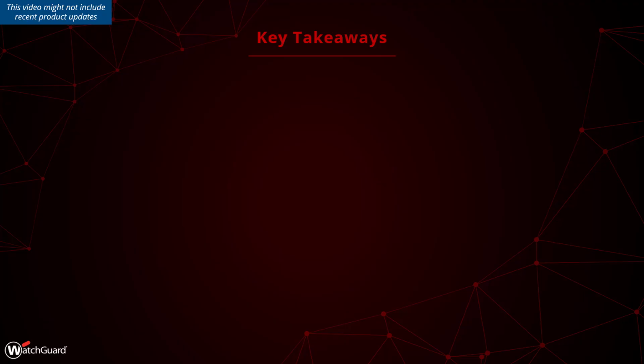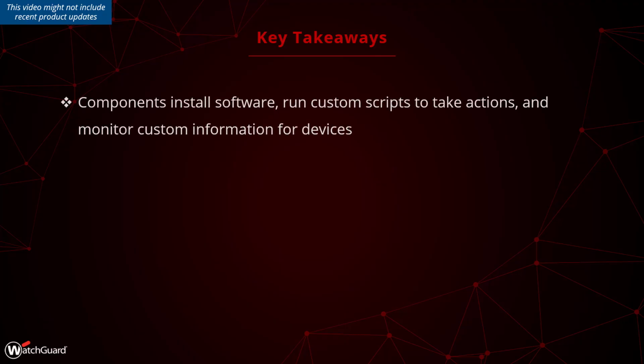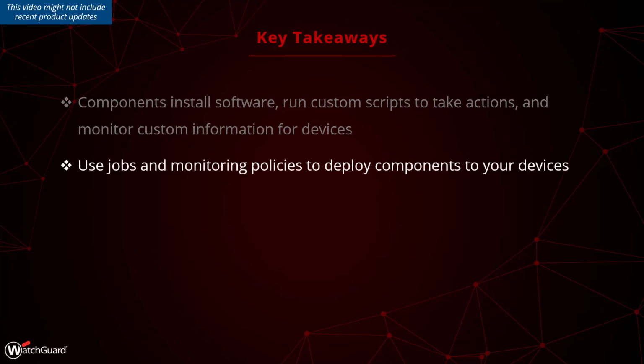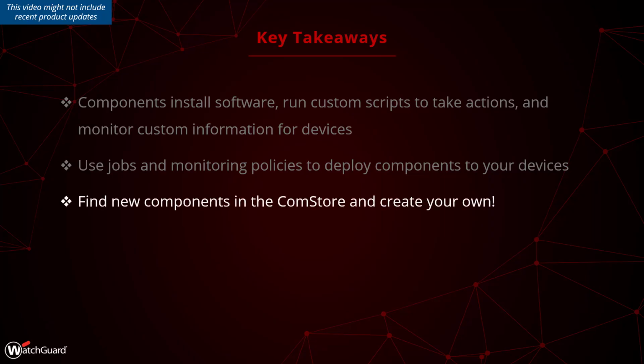That will do it for automation in systems management. We saw how components can be used to install software, take actions via scripts, and monitor custom information. This is just scratching the surface of what you can use components to accomplish in systems management. This is where you can customize the actions you are taking and the information you are monitoring to manage your environment successfully. We explored the COM store and saw some examples of the components that are available for you to use as a starting point. Use these as inspiration for what you can do for yourself by creating your own components.